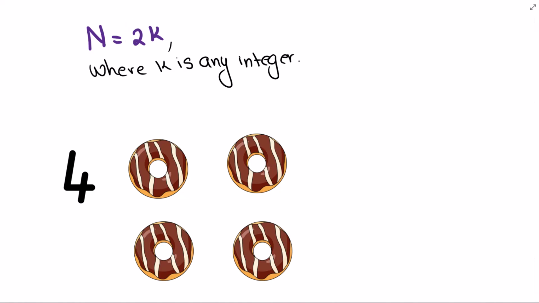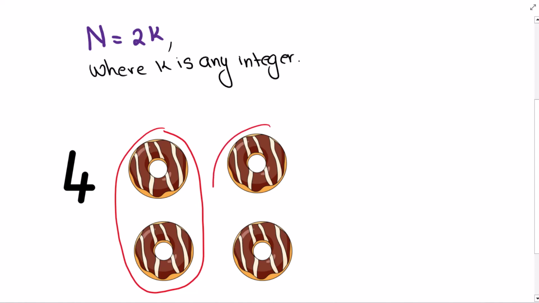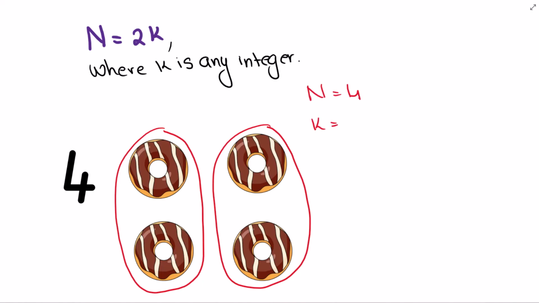So let's do it. One group of 2. And this is another group of 2. So here we formed 2 complete groups of 2 donuts each without any leftovers. This matches our formula where n is equal to 4 and k is 2 because 4 equals 2 times 2.